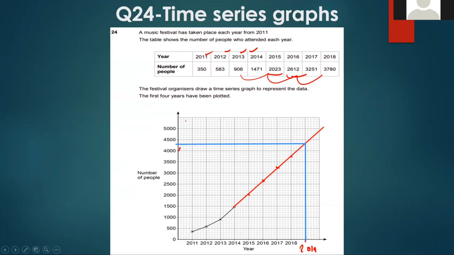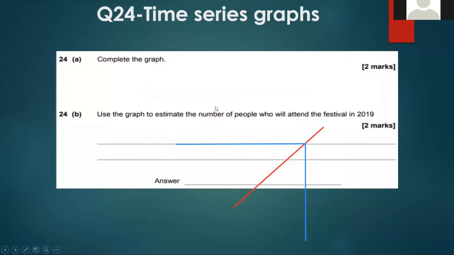But actually, it's in between that. So that's roughly about 4,350. So if I go up to my graph and go across, it's actually coming from here, so it'd just be a little bit higher. So actually, it's about 4,350, roughly around that. Or maybe about 4,300. So 4,300, I would say, or 4,350. So I'm just going to write 4,300 because it looks closer to that on my graph.